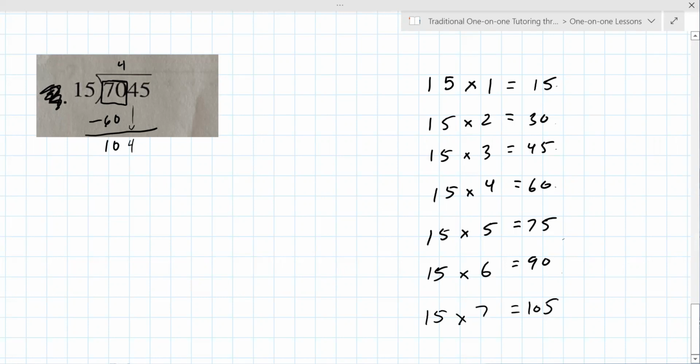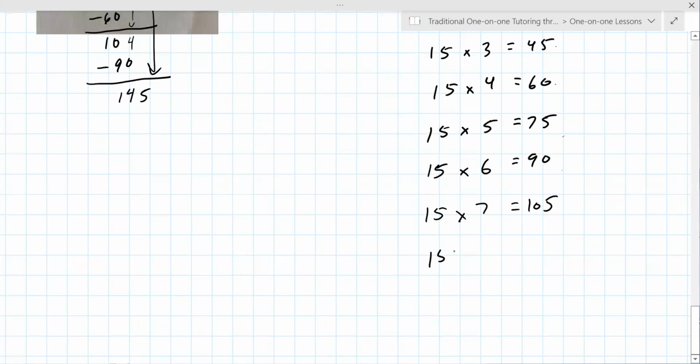In the 5 times table, the closest you can get is 15 times 6, which is 90. So you put the 6 up there, and you put the 90 down there, subtract, and that would be 14. Then you'd bring down a 5. How many times can 15 go into 105?